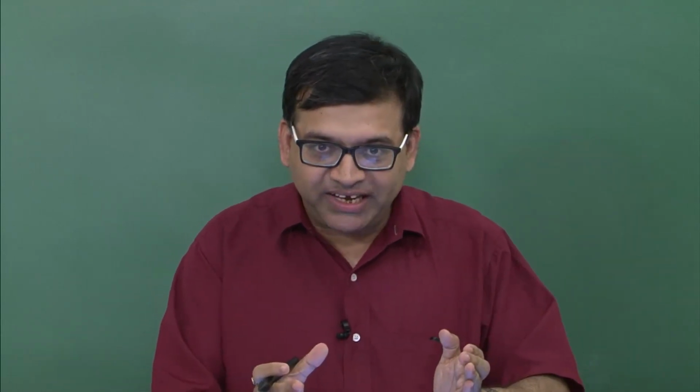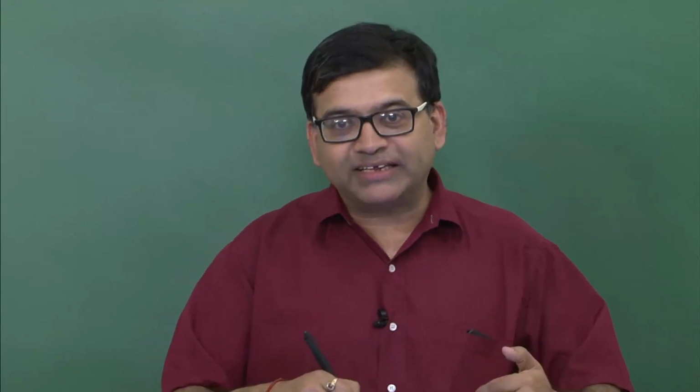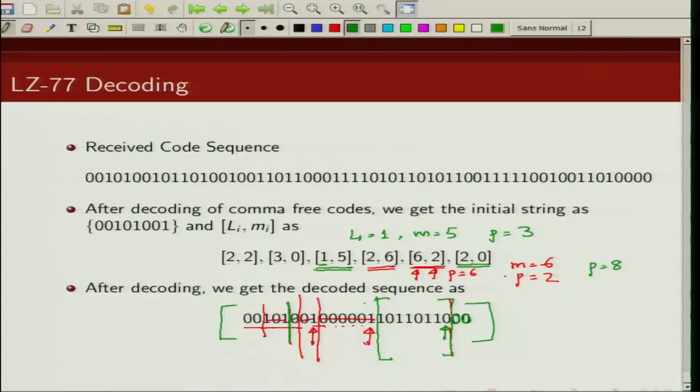Once we have this new dictionary, we moved on to the next values of LI and MI, and again we repeated the same procedure. We looked at the location where the match was and the length of the match. From there we found out what the string was that got matched. Then we appended that string to the dictionary, removed LI bits from the old dictionary, and progressed until we decoded all the bits. So this is how, you can see, it's a sliding window version where the dictionary is sliding over the bits that we're transmitting.